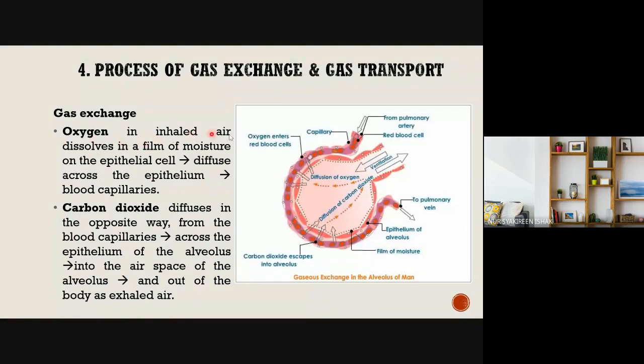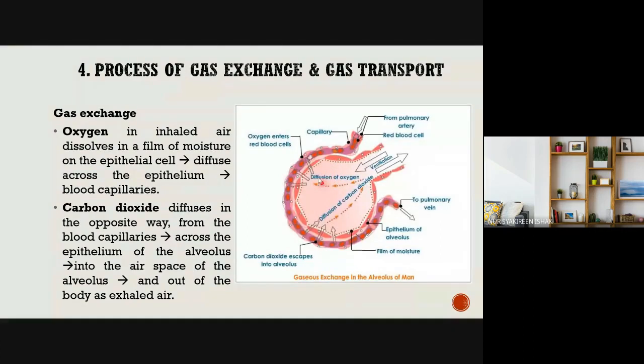So oxygen in the inhaled air dissolves in the film of moisture on the epithelial cells, diffuses across the epithelium and into the blood capillaries. So this is the alveolar airspace. Okay, so obviously when you inhale, the concentration of oxygen, or the partial pressure of oxygen, inside these airspace of alveolus will be high. So tak kat sini PO2 kan partial pressure dia tinggi. So which is around 105.